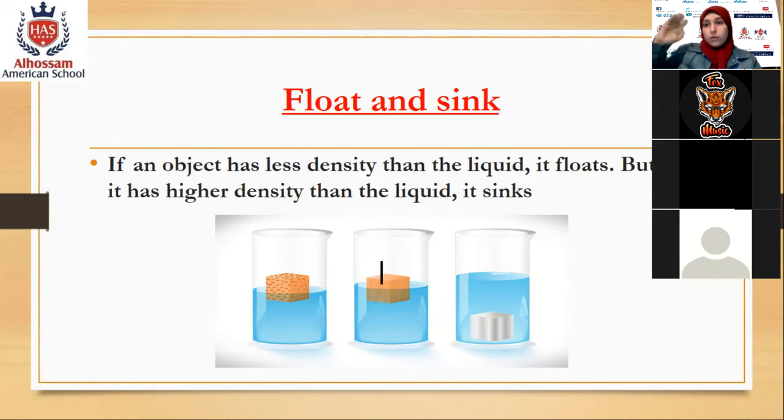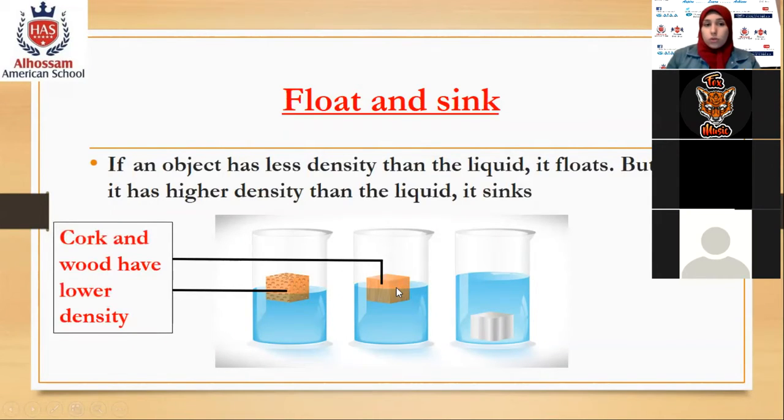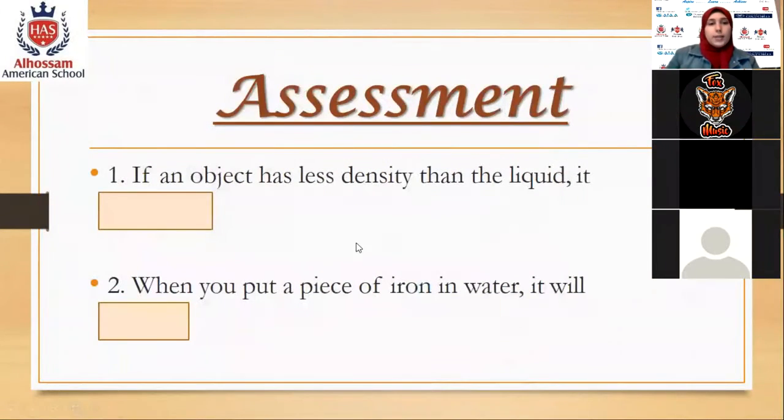That's why they float. On the other hand, look here, this is made of iron. Iron has higher density than the water, so it goes down. That's why the iron sinks and the cork and the wood float. If an object has less density than the liquid, it floats, as we said. But if it has higher density than the liquid, it goes down, it sinks, such as the iron.